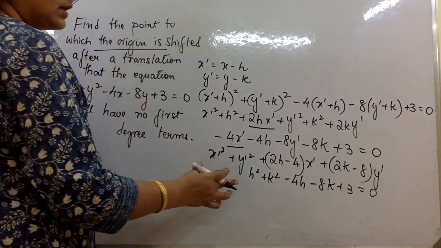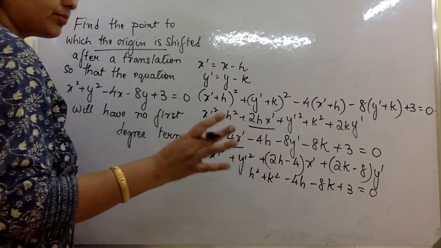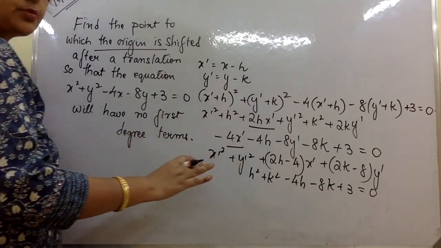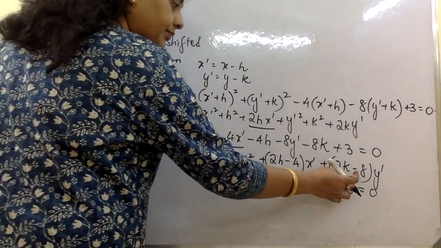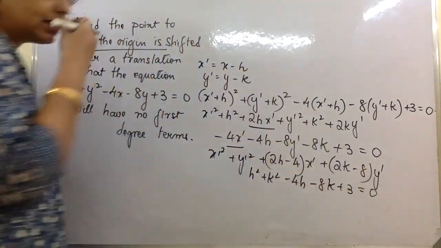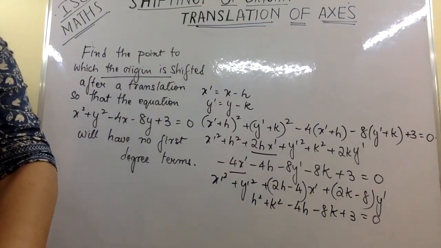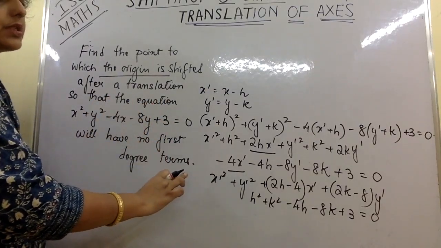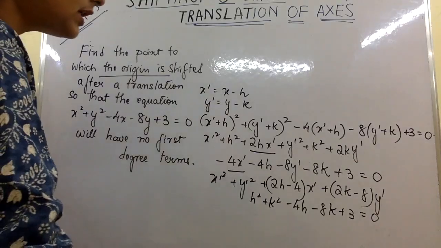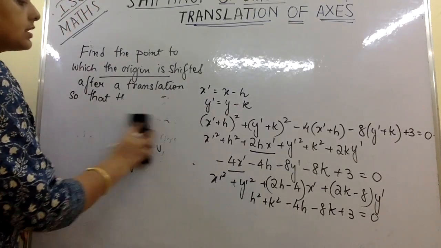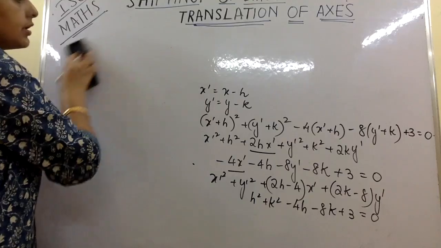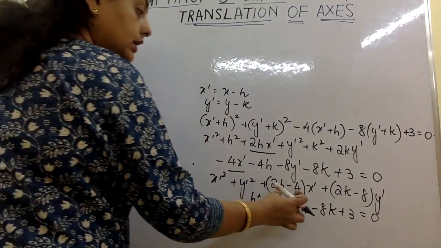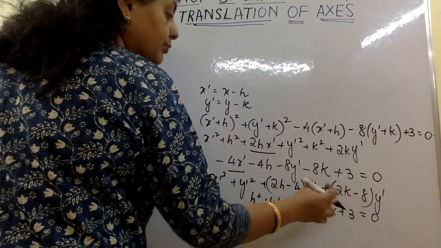Now look at this. Here I have the squares. This makes the equation second degree. Now what makes it first? What are first degree terms? First degree terms are here. These two are the first degree terms. But they said that the equation has no first degree terms. Now how will the first degree terms be removed? Only when the coefficient of these becomes 0.